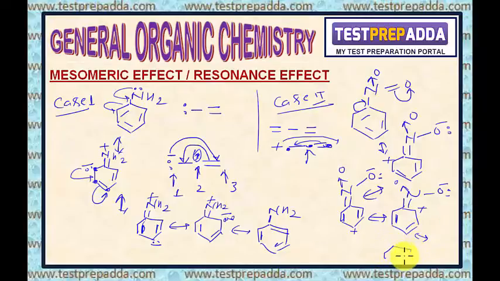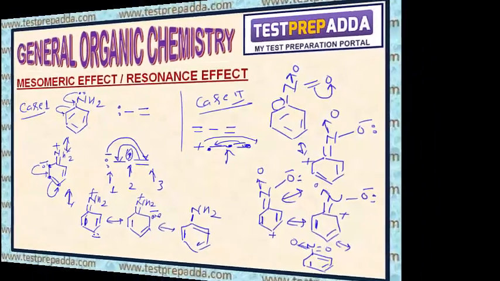And the last resonating structure here, this. Again, you can see 5 resonating structures for nitrobenzene also. Okay. Out of these two cases, in case 1, the electronic displacement is away from the attached group, while in case 2, the electronic displacement is towards the attached group.